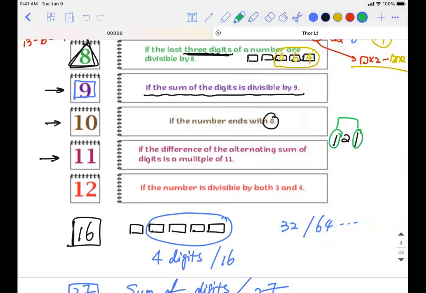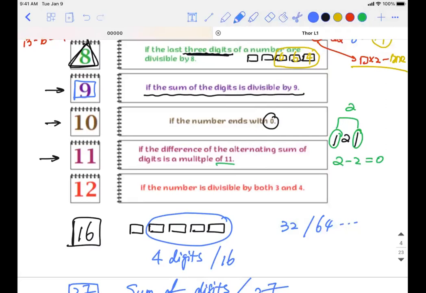All the even-position digits, adding them together. All the odd-position digits, adding them together. And then you take the difference. Adding these together is 2, right? 2 minus 2 equals 0. Of course, 0 is divisible by 11. So therefore, this number would be divisible by 11.